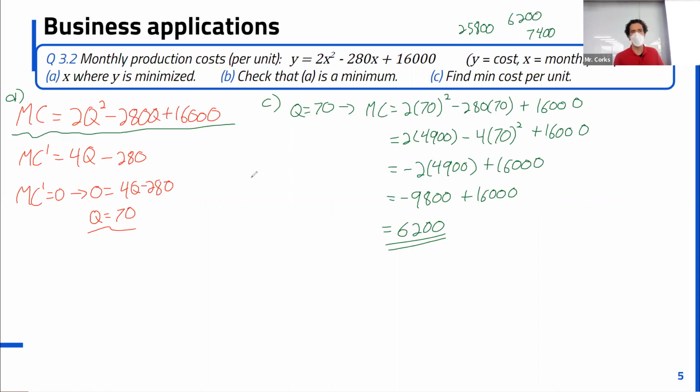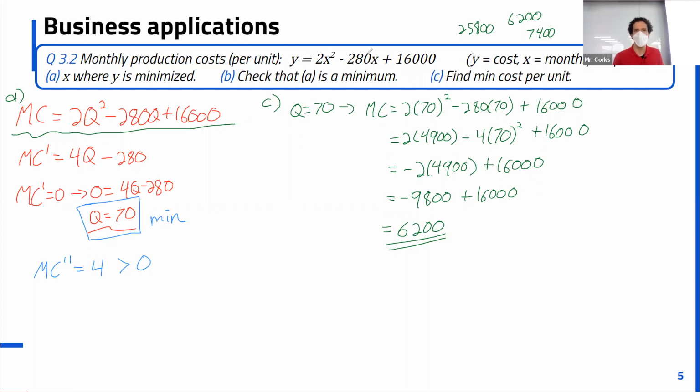So part B here was asking us to just verify that this is actually a minimum and not perhaps a maximum. How would we do that? Okay, second derivative. This is a thing we didn't do in class. It's marginal cost double prime, sort of a third derivative of the original cost function. If we did that here, we would just get 4. 4 is greater than 0. If it's greater than 0, we are dealing with a minimum. So yes, it's actually a minimum.